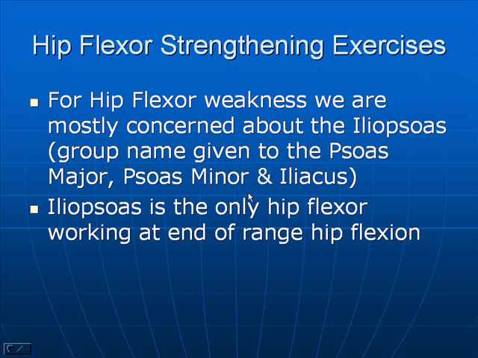Now, when we talk about weakness in these muscles, we're mostly concerned about the iliopsoas, and the iliopsoas is a group name given to the psoas major, psoas minor, and iliacus. They all come together to form a common insertion point into the thigh bone. Now, the iliopsoas is the only hip flexor muscle that's working at the end of range hip flexion, and so that's an important note to remember, and we'll look at that more when we go to strengthen this muscle.